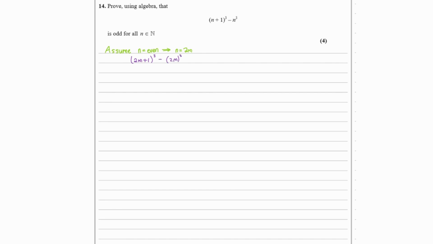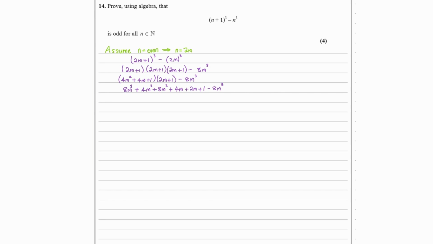If we then expand the bracket, (2m+1)³ means we are multiplying this by itself 3 times, and minus (2m)³, which can be rewritten as 2³, which is 8, and m³, so 8m³. We can then start by expanding the first two brackets, which is 4m² + 4m + 1, and we've still got the second bracket and the minus 8m³. We can then expand this further as 8m³ + 4m² + 8m² + 4m + 2m + 1, and we've still got the minus 8m³.